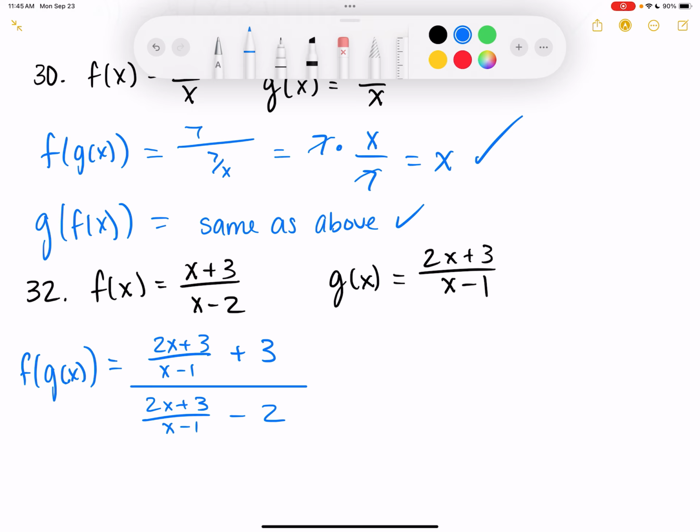So what I need to do is get a common denominator on the top and on the bottom. Obviously, they are going to happen to be the same thing. That doesn't have to be the case. Just across the top and across the bottom, they have to be the same. So I multiply the 3 by x minus 1 over x minus 1, and I do the same thing with this 2 down here.